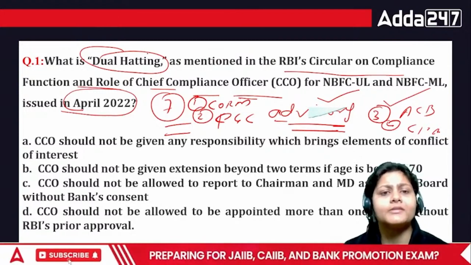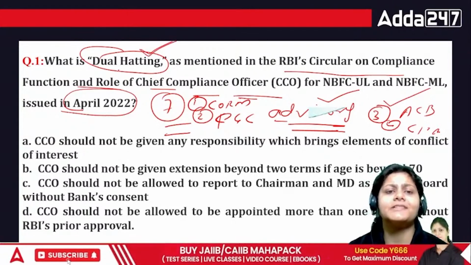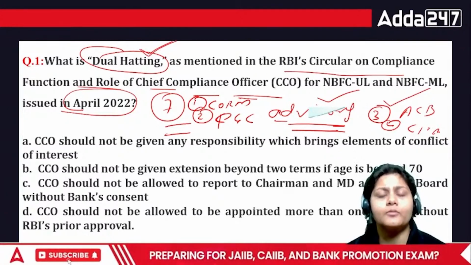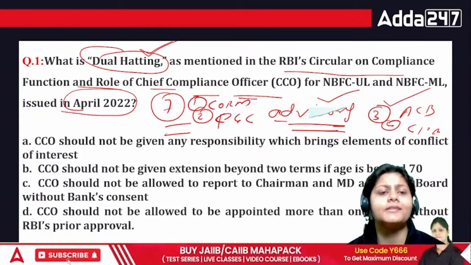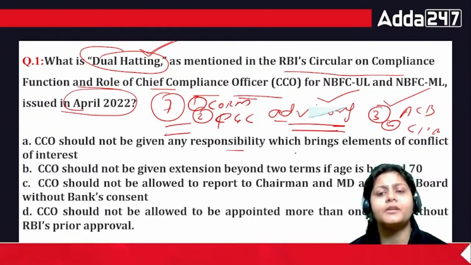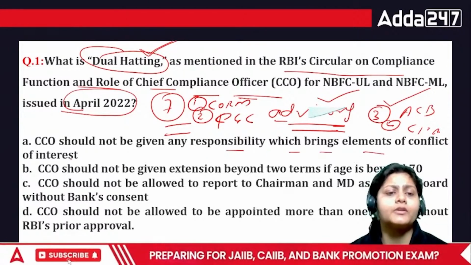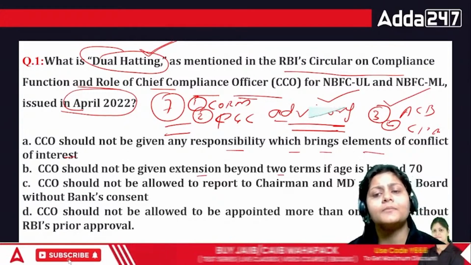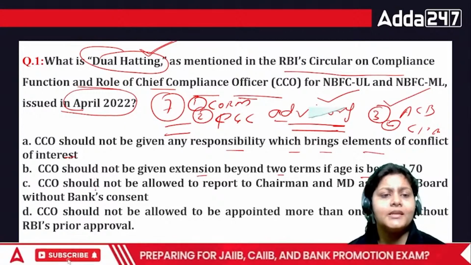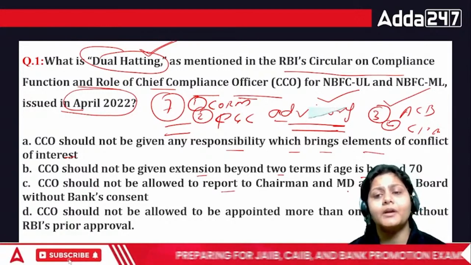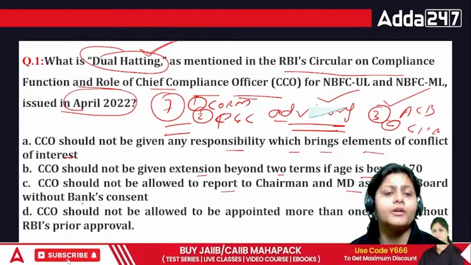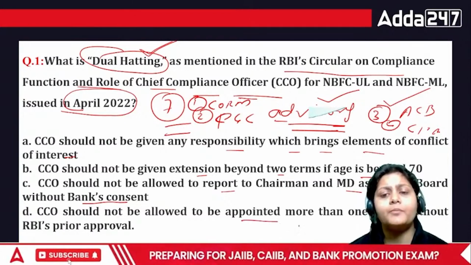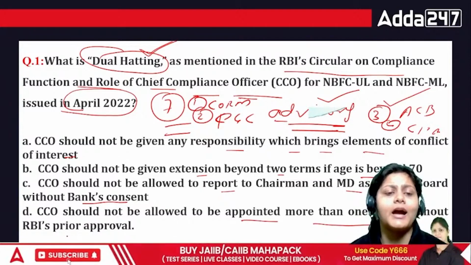Dual heading, of course, in the case of banks is also not allowed for CCO, and similarly for NBFC UL and ML there has to be a CCO, but dual heading is not allowed. So option A is CCO should not be given any responsibility which brings an element of conflict of interest. B is CCO should not be given extension beyond 2 terms if the age is beyond 70. C is CCO should not be allowed to report to the chairman and MD as well as board without bank consent, and CCO should not be allowed to be appointed in more than one NBFC without RBI's prior approval.